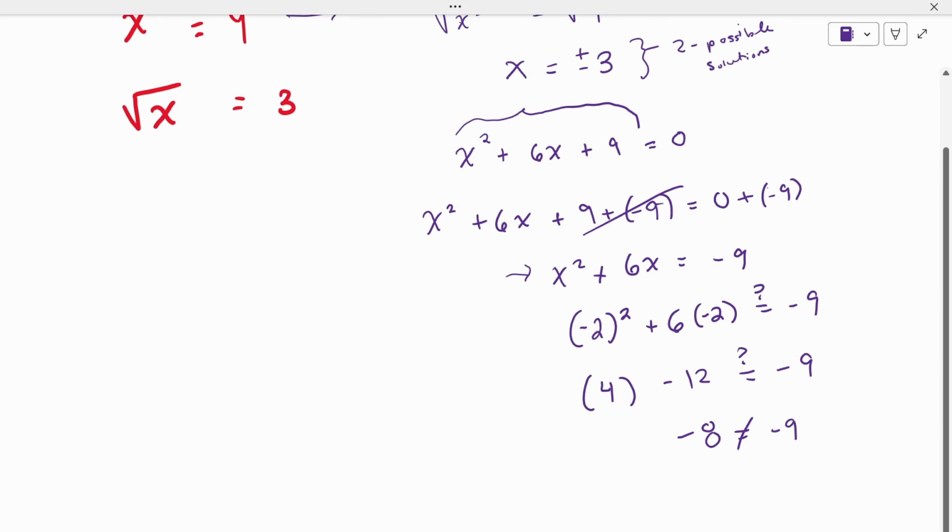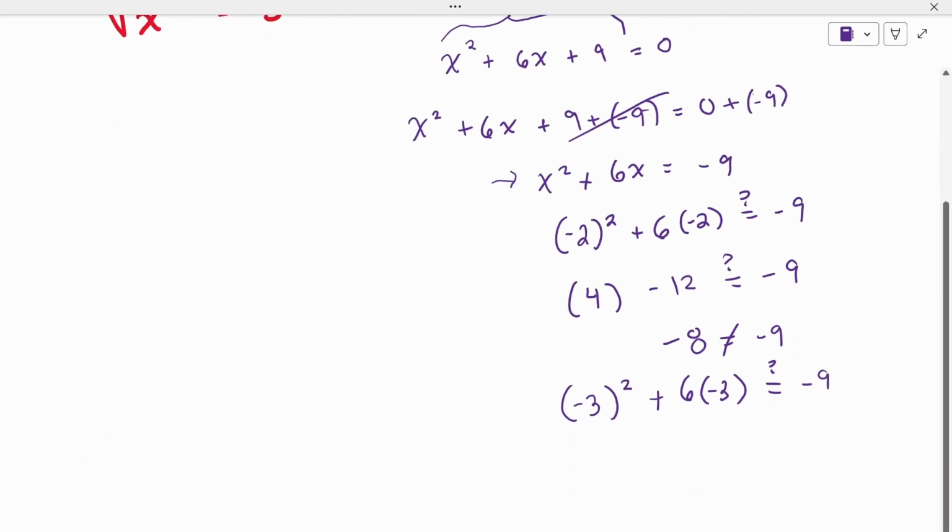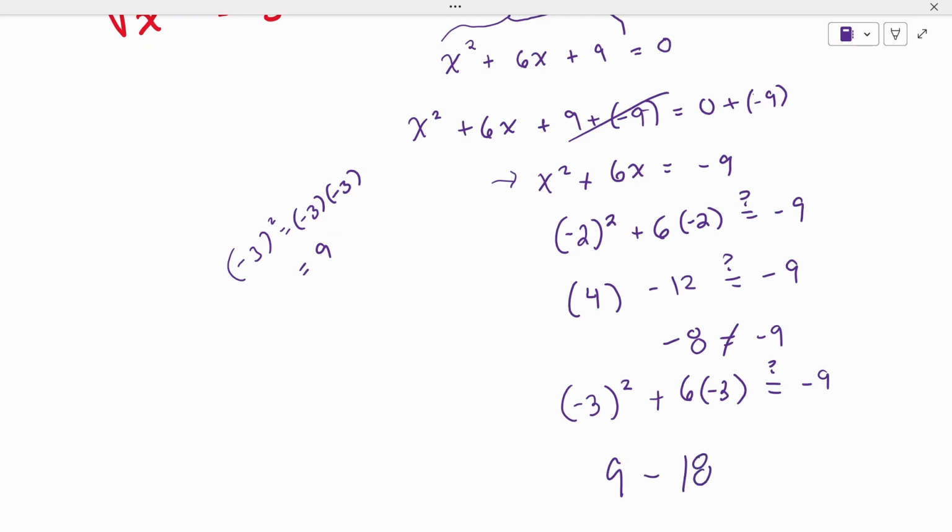So then we might guess, perhaps negative 3 would be a solution. So you ask yourself, negative 3 quantity squared, and then 6 times negative 3, does this equal negative 9? Negative 3 squared is the same thing as negative 3 times a negative 3. Negative negative is a positive. 3 times 3 gives you 9. So you have a positive 9 here. And positive and negative is a negative. 6 times 3 gives you 18. And in this instance, you would be able to obtain negative 9 is equal to negative 9.